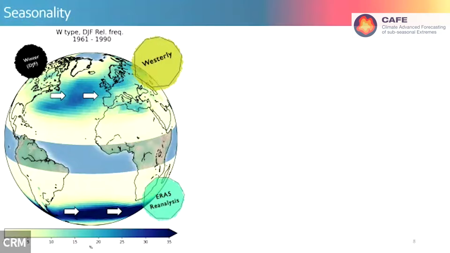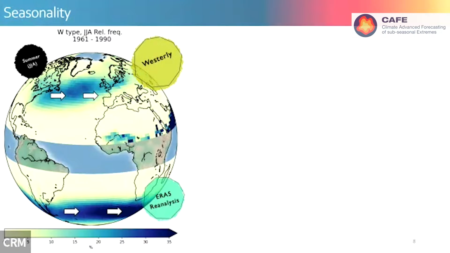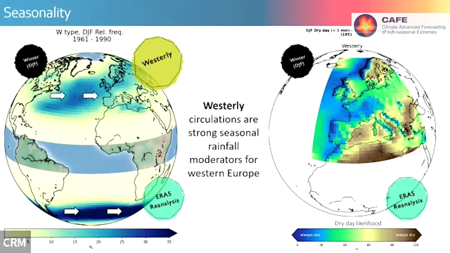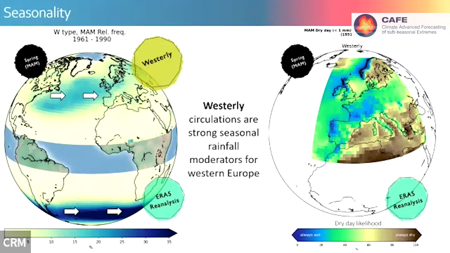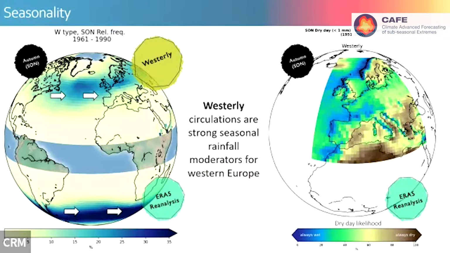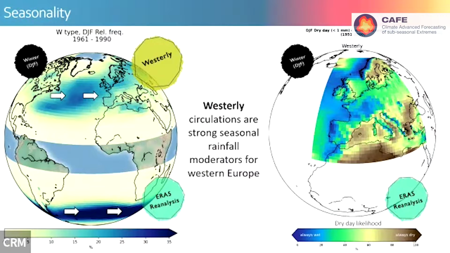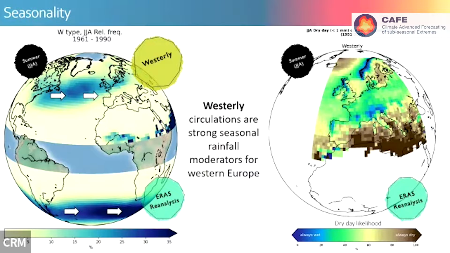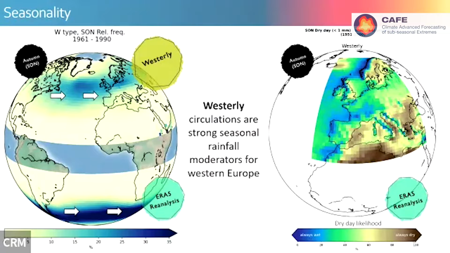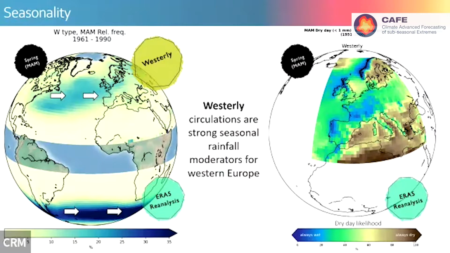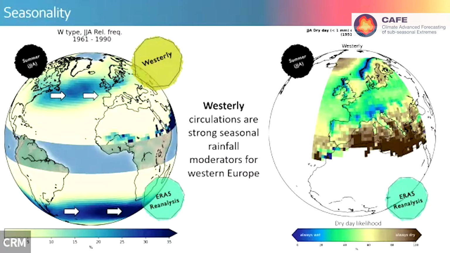And because they mainly influence the advection of humidity from the ocean, they are a strong modulator of precipitation for Europe. And we can see that here, if we take a look at this graph and focus on the brown and blue colors. Brown would mean that every time a westerly is happening, it doesn't rain, right? Whereas the dark blue means that there is always rain when a westerly takes place. So we see that mainly over the western part of Europe, westerlies are a strong modulator for precipitation.